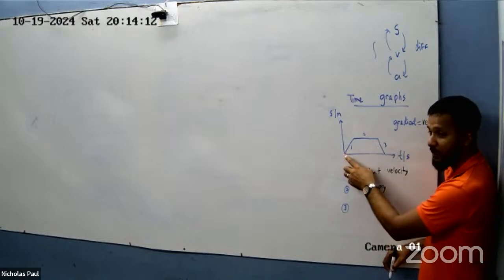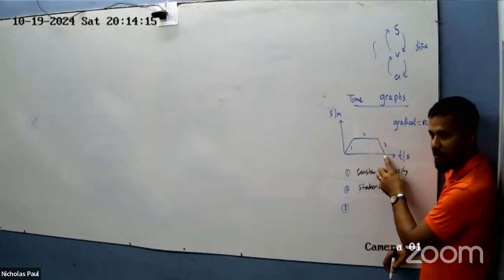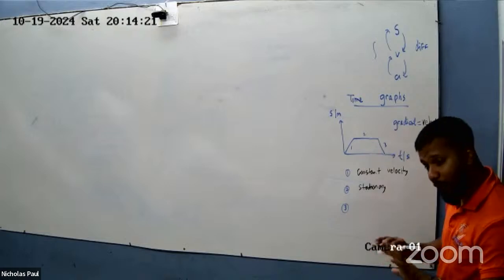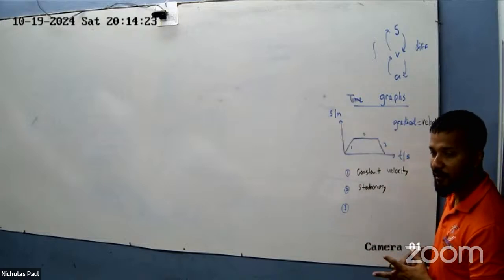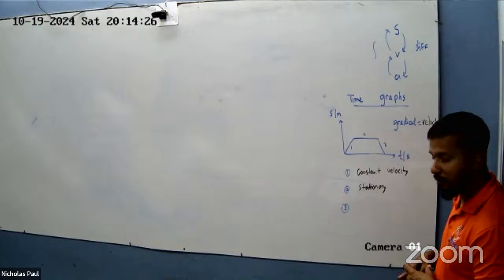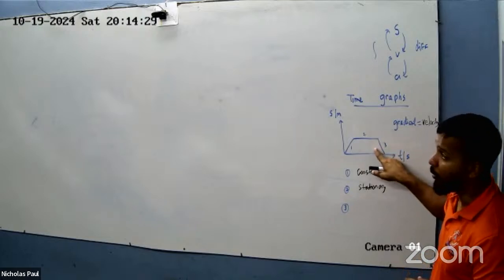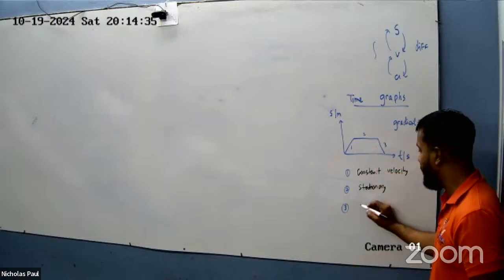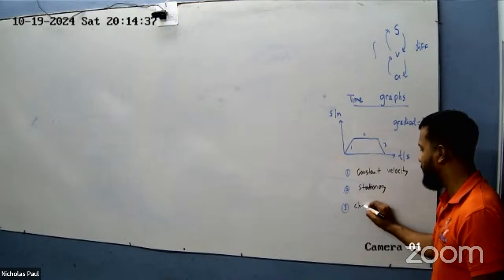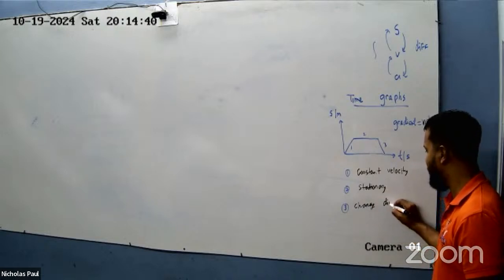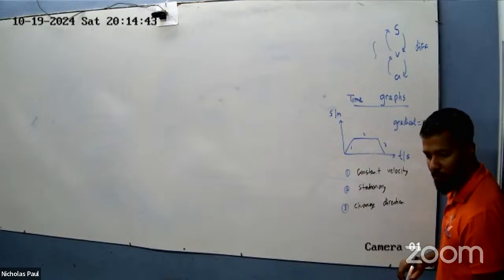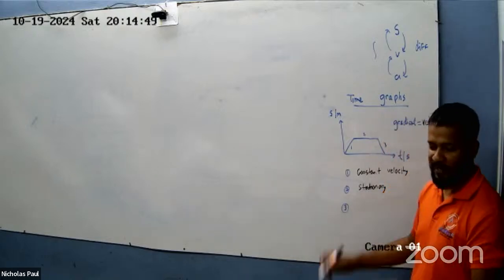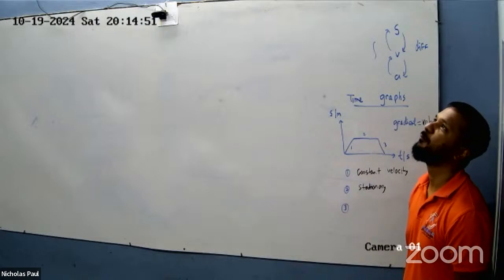So this is moving, stationary. What is this? There is a velocity here, but would it be positive or negative? Negative. So it means you change direction. Let me word it differently.